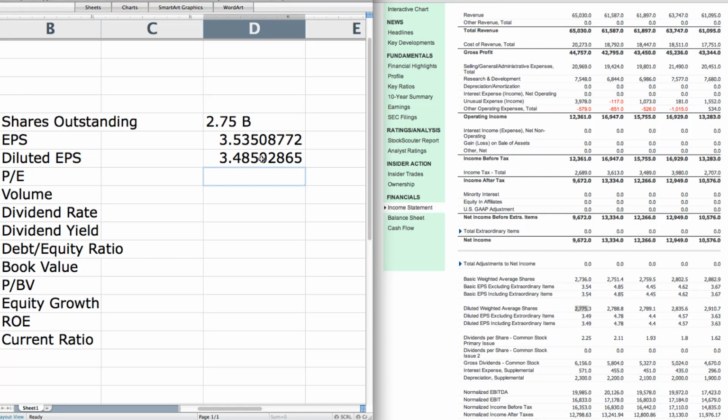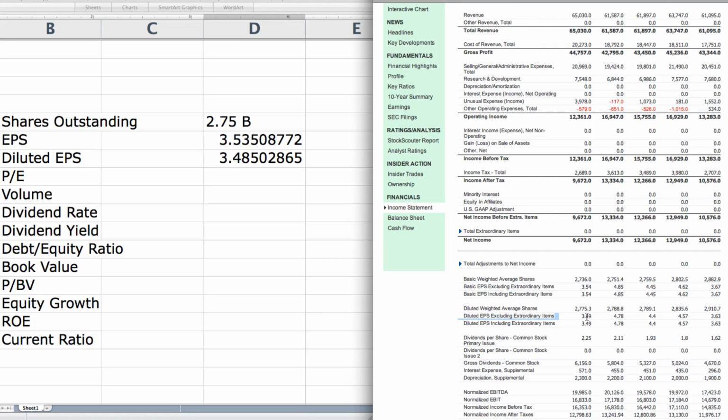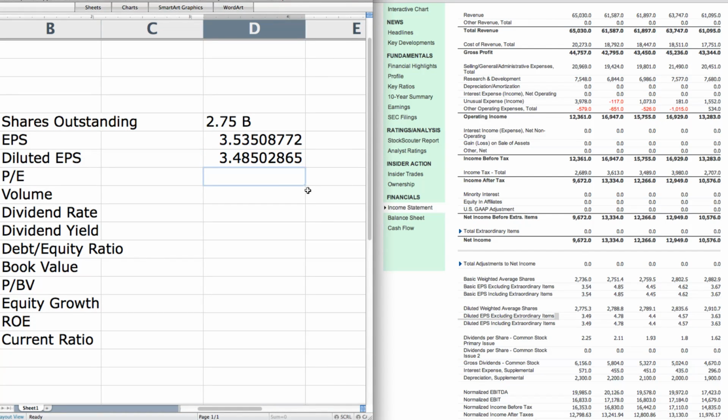So this number is more accurate, and this is the number you're going to want to use whenever you're calculating things. And you can see down here they actually have that number calculated for you at 3.49, which is what it would be if you rounded this. So that's how they're calculating that.